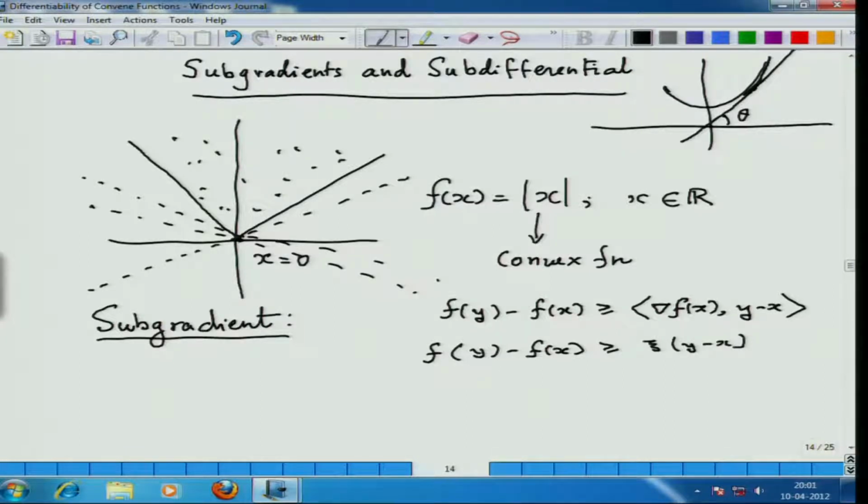I am writing xi times (y minus x) because we are in the real setting. So if my f is a function from R to R, just like the one above, this is what I am actually getting, because I am considering each such line, and here there are infinitely many such lines varying between minus 1 and plus 1. Any number lying between minus 1 and plus 1 is the slope of one of these lines. So given a number between minus 1 and plus 1, there is a tangent line to the graph at x equal to 0 whose slope is that particular number. Such a xi is called a subgradient.